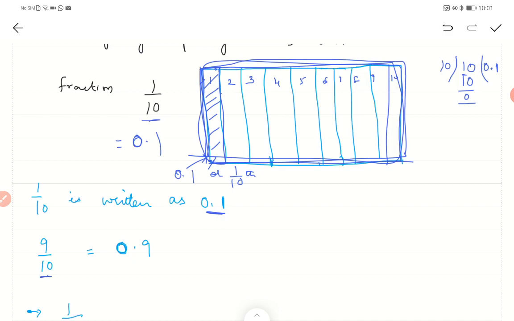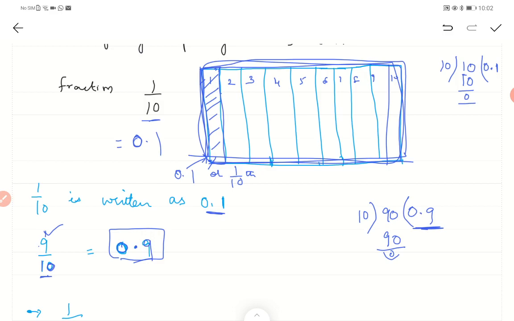Now what about 9 by 10? You can write it as 0.9. So whenever you divide any number by 10, you will place the point after one digit. So point will come here, so it is 0.9. Or you can go for division. So 9 is divided by 10. You don't have 9 in 10 table, so I will place a point to get 0 here. Now 10 nines is 90. This is my answer. So 9 by 10 can be represented as 0.9.